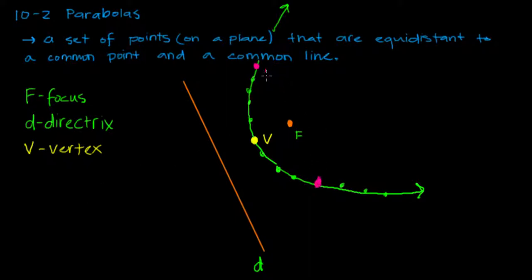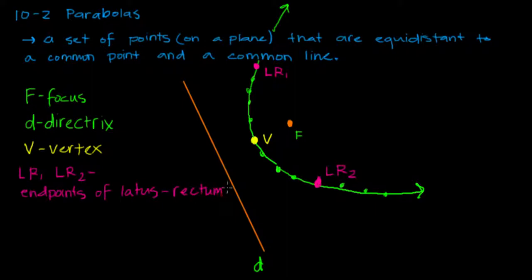And then we have those two pink points over here, that point and that point. These guys are going to be called LR1 and LR2. They're the endpoints of the lattice rectum. They're very special points because they're actually really useful for graphing. They're very easy to find when we're graphing, and you'll see why in a second. Now you're going to want to remember the definition of lattice rectum because it's going to help you graph these things.